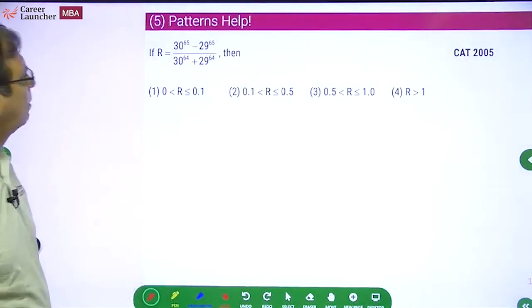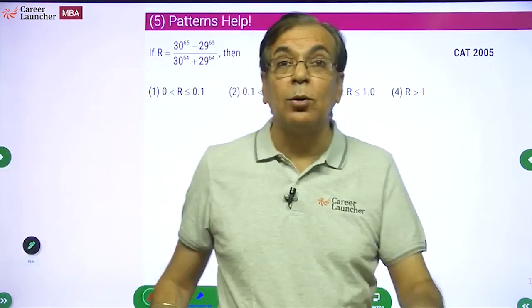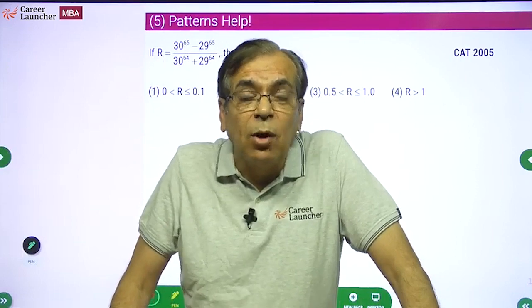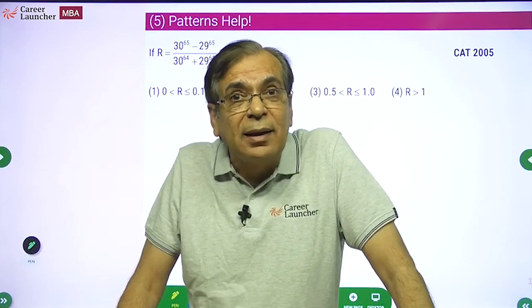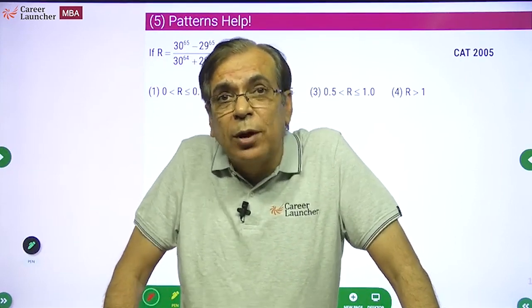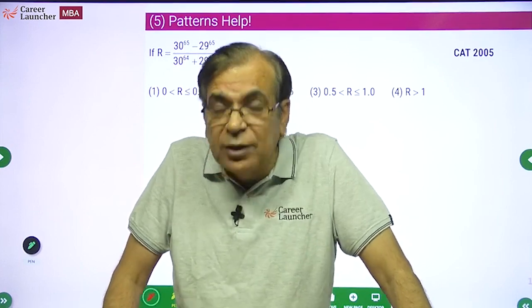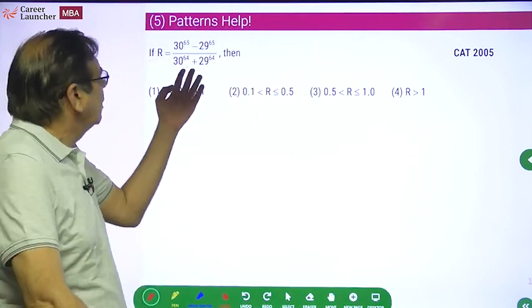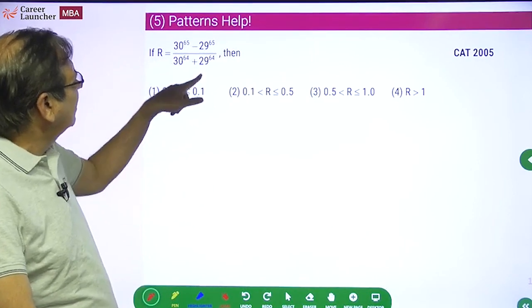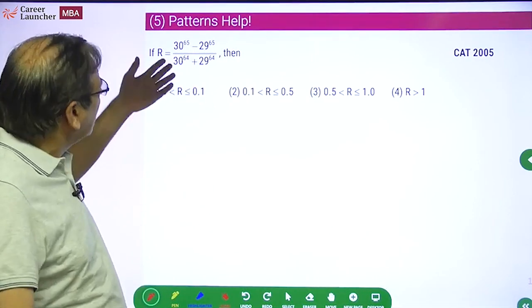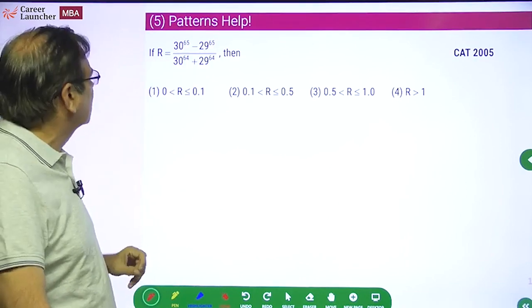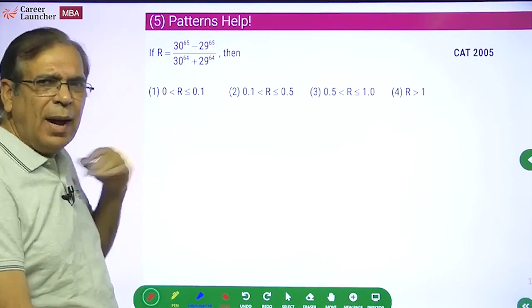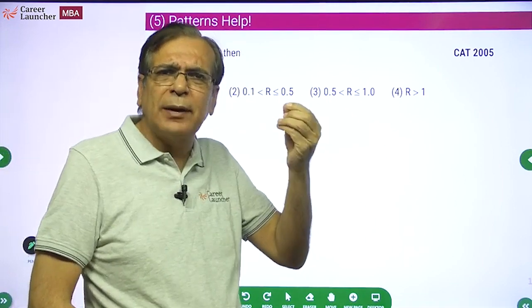Okay. Patterns. It is something people don't understand. Maths numbers will always have a pattern. And in CAT, they will not give you a random question. They will give you a question where your task is essentially to identify the pattern and get the answer. And here, if you look at this particular question, the numbers are not nice. Who is going to calculate 30 to the power 65, 29 to the power 65 or 64? My hypothesis will be there has to be a pattern which follows.